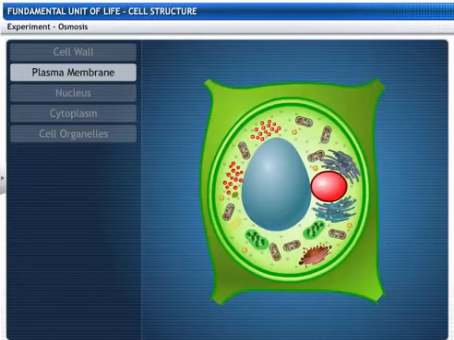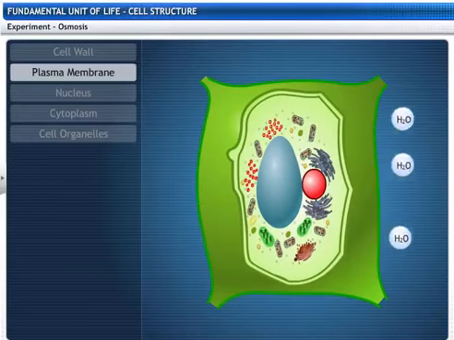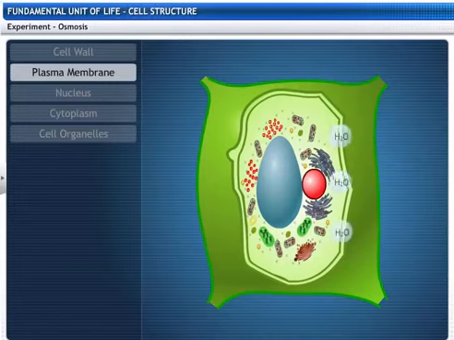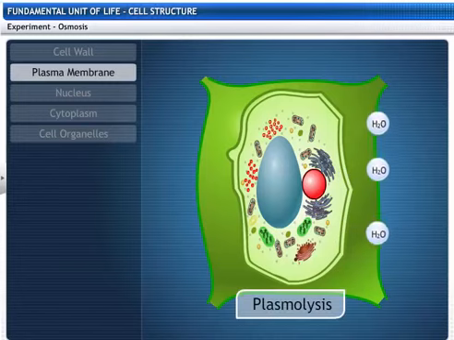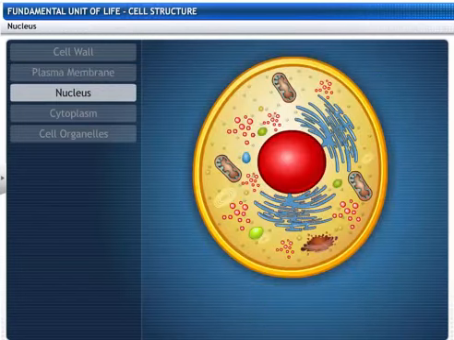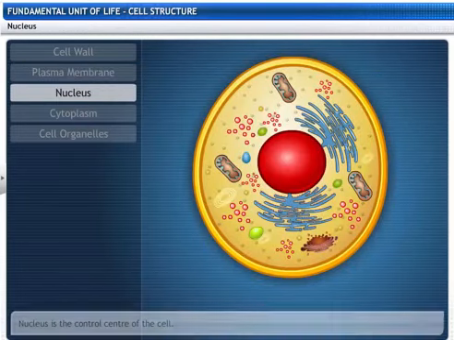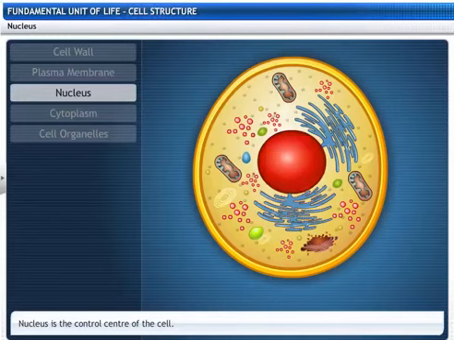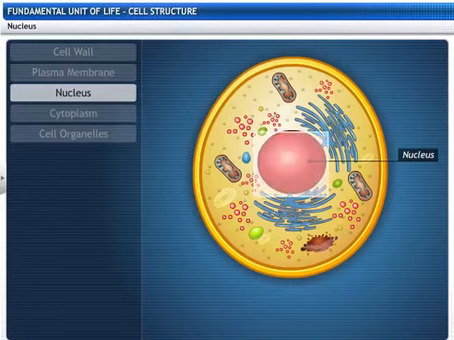When the cell loses water through osmosis, the cell contents shrink away from the cell wall. This is known as plasmolysis. Let's now look into the cell. This is the control center of the cell called the nucleus.